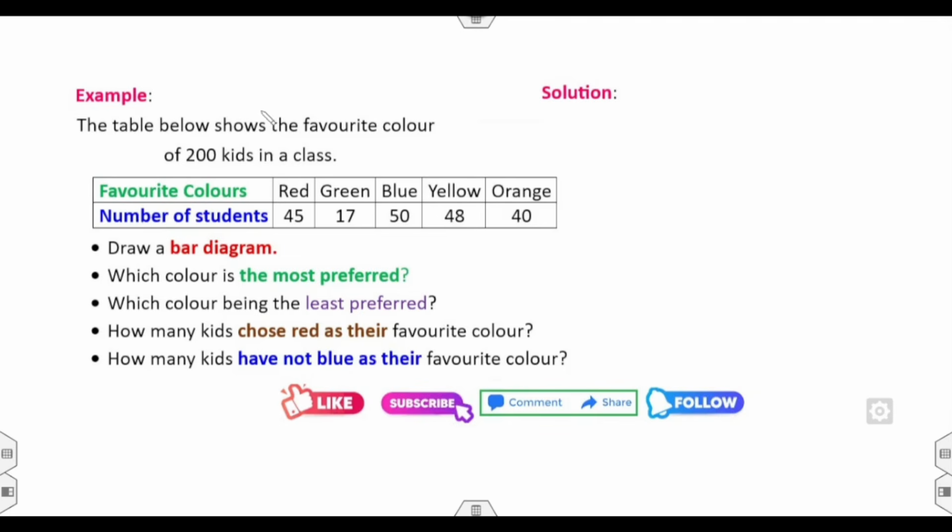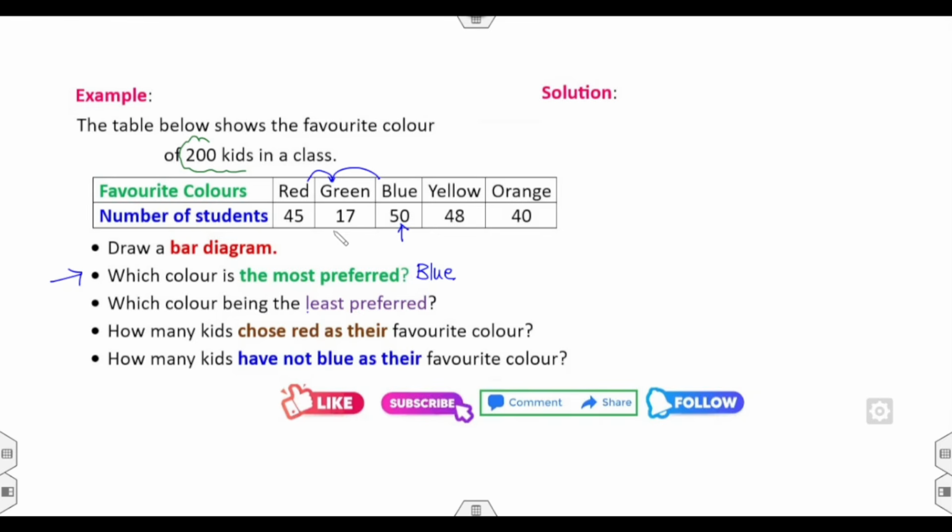Look at the next one. The table below shows the favorite colors of the 200 kids in a classroom. Draw the bar graph. Which color is the most favorite? So you can see, can you give the answer to this second one? Which one is the most favorite? You have to compare the red with the green, green with the blue and so on, and clearly say blue is the right answer. Which color is the least preferred?